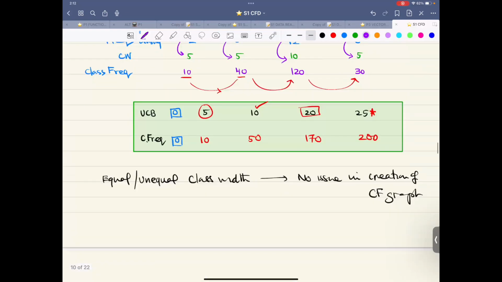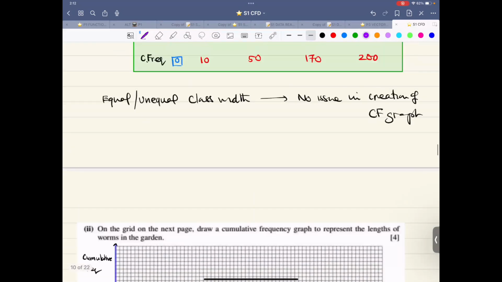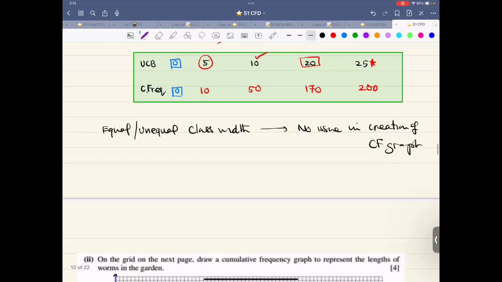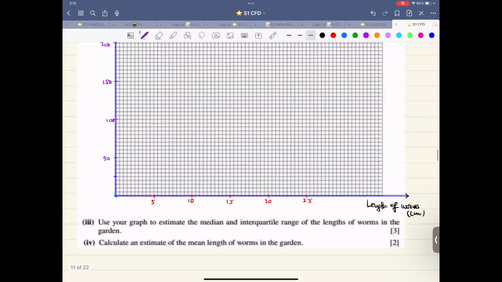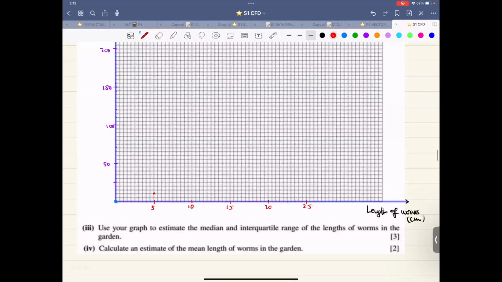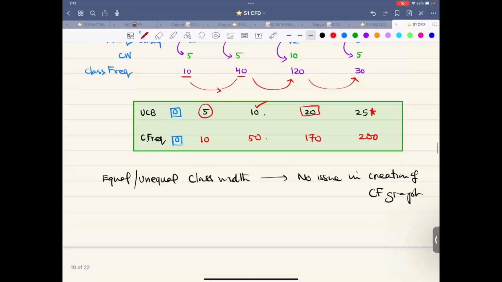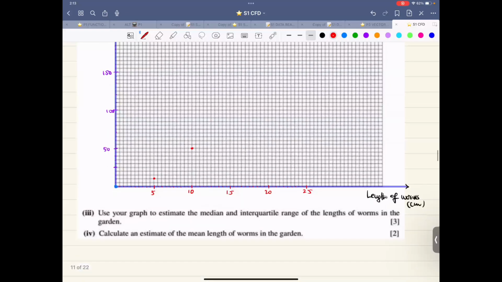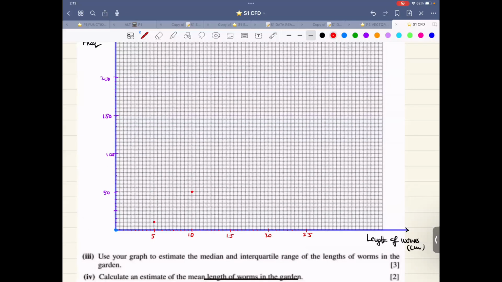So now I have 0, 0. That is the first point. The second point is upper class boundary is 5. Cumulative frequency is 10. So that's over here. The third one, that is 10 and 50. That's over here. The next one is 20 and 170. So 20 and 170. So keep on going on 20, 20, 20. That is 150. And keep on going up. So that's 160. That is 170.